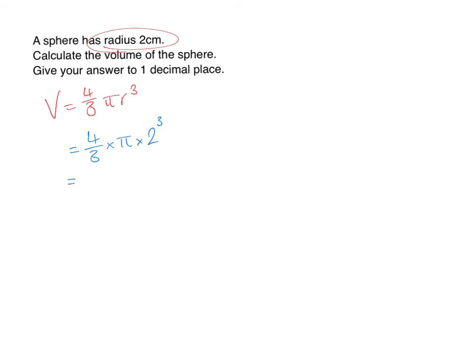Now as an exact value, that's 32/3. That's 4/3 times by 2 cubed, and then we need pi. But this question asked me to give my answer to 1 decimal place. So again, I'm just going to do that on my calculator, and that's 33.5 centimetres cubed. Do always read the question so you know what form you're leaving your answer in. If it doesn't say, then it's fine, you can choose. If it does say, you must always leave it in the correct form.